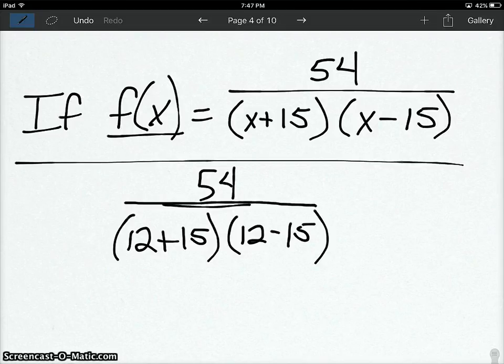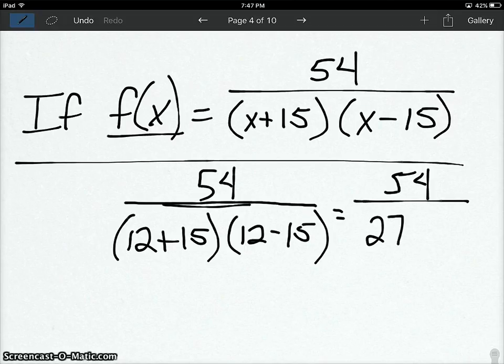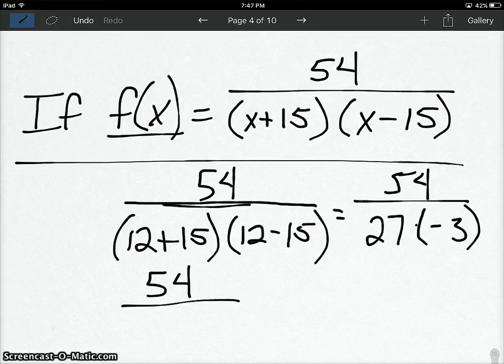So to rewrite it, we've got 54 over 12 plus 15 times 12 minus 15. Easy. So over here, 54 didn't change. We're going to have 27 times negative 3. That's going to give us 54 over, and this is a positive 27 and a negative 3. And anytime you're multiplying numbers together where their signs are different, you're always going to come up with a negative answer. So we're going to have negative 81.